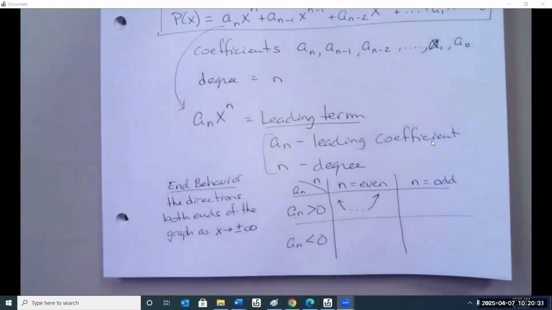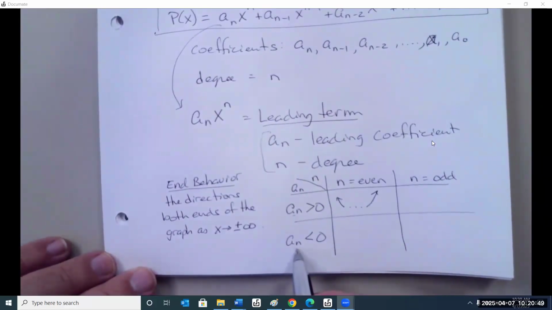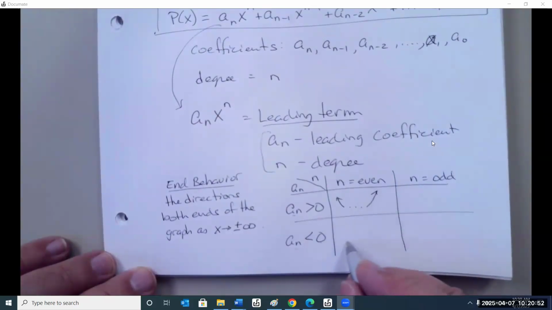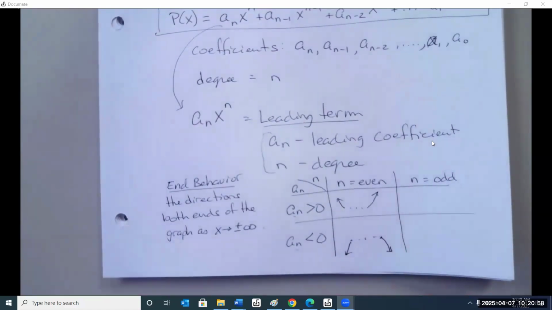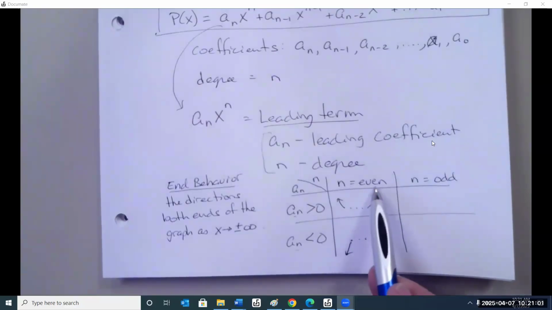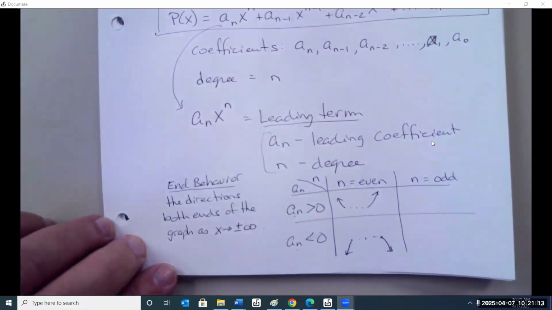If the coefficient is positive and n is even, both ends point the same direction, they point up. We don't know what happens in the middle with all the other intercepts and the vertices, but at the very end, the last intercepts, they'll both go up. If the coefficient is negative and n is even, then they'll both point down. So if n is even, they go the same direction. If it's positive, it goes up. If it's negative, it goes down.